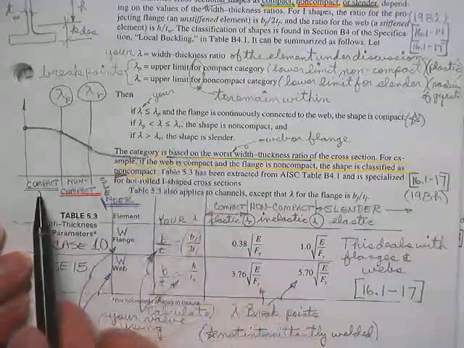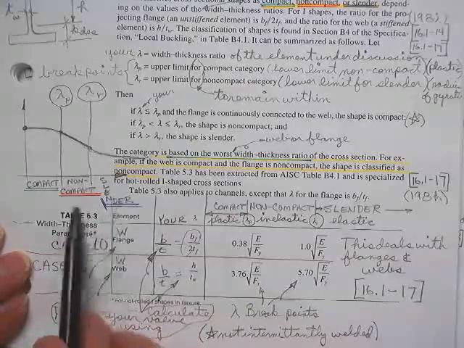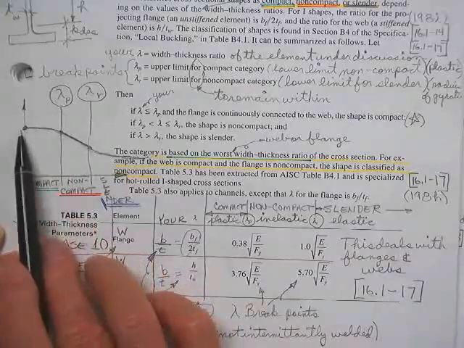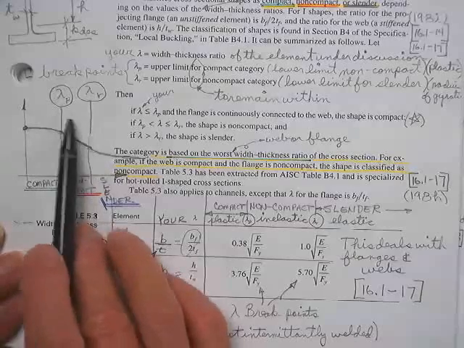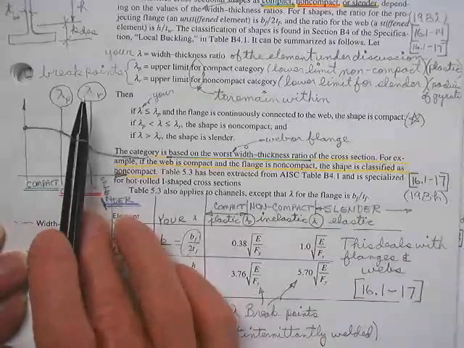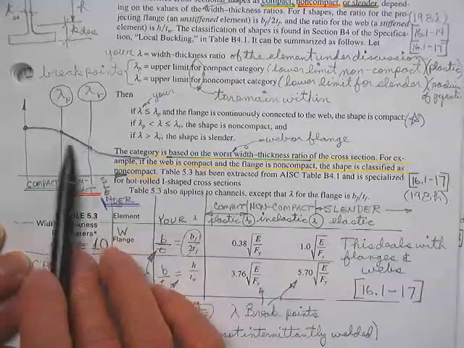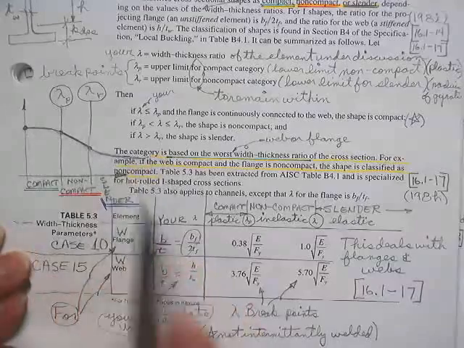First off, we have compact, we have non-compact, and we have slender regions. This is at lambda P, plastic, below which the fibers are all plastic. We have a region between lambda plastic and lambda R, radius of gyration going to kill you. That's actually a straight line. This is actually a straight line. And then we have a curve.